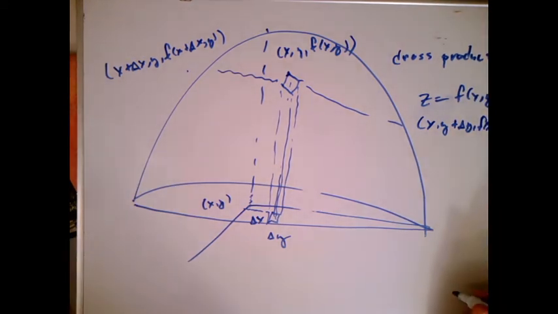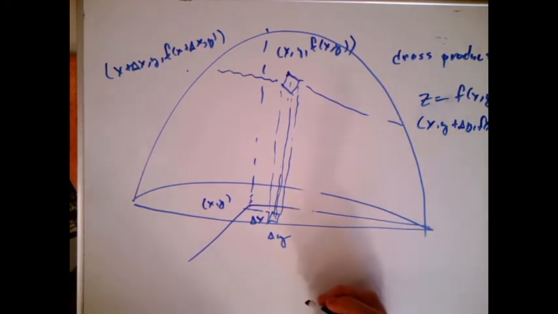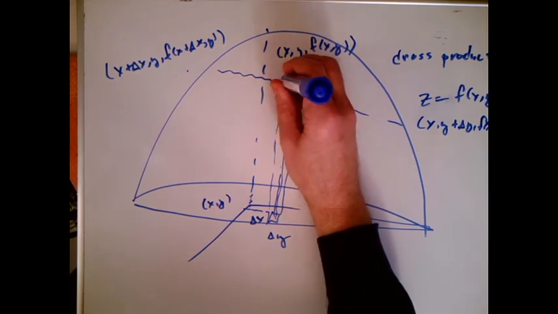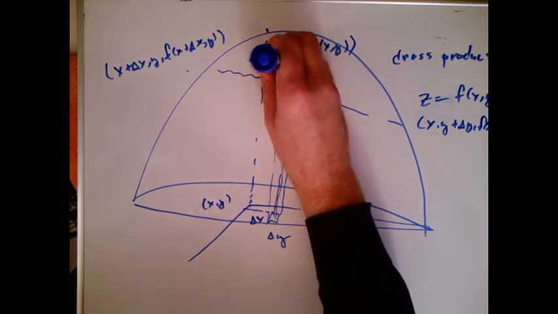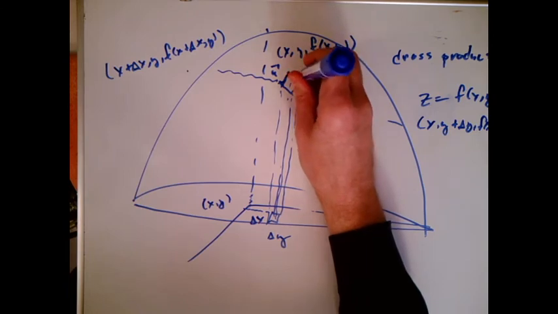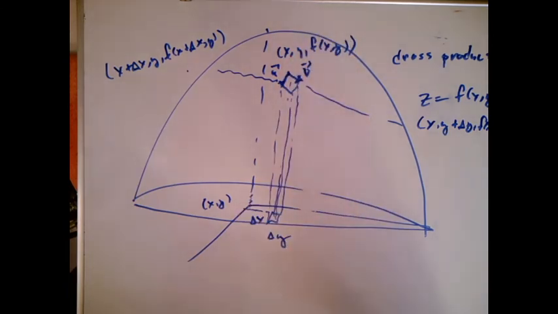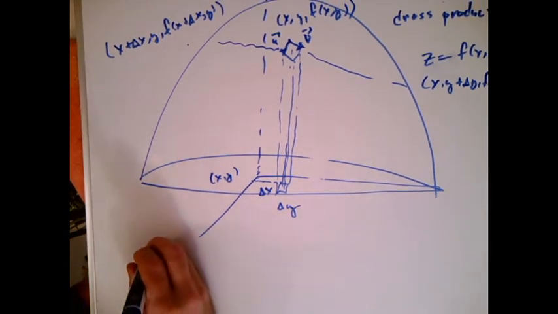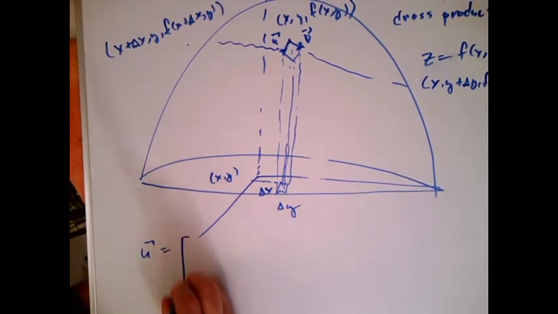Well, cross product finds a vector that's perpendicular to given vectors, so I want this little vector here, which I guess I'll call u before I calculate it, and this little vector here, which I'll call v before I calculate it. Now vector u starts at the point (x, y, f(x,y)) and ends at the point (x plus delta x, y, f(x plus delta x, y)). And so we can write down exactly what u is.